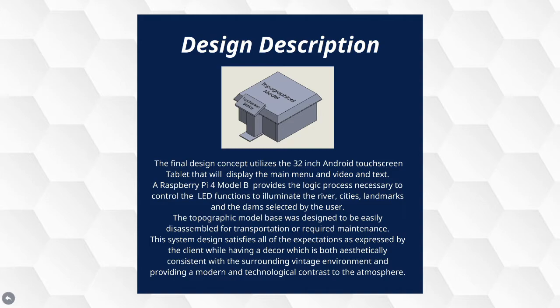Design description. The final design concept utilizes the 32-inch Android touchscreen tablet that will simultaneously display the main menu and video with informational text provided by Yuma Crossing National Heritage Area. The system users can use their finger to navigate through which dams they would like to get more information on. The main menu will always be displayed on the side to have options available at all times.